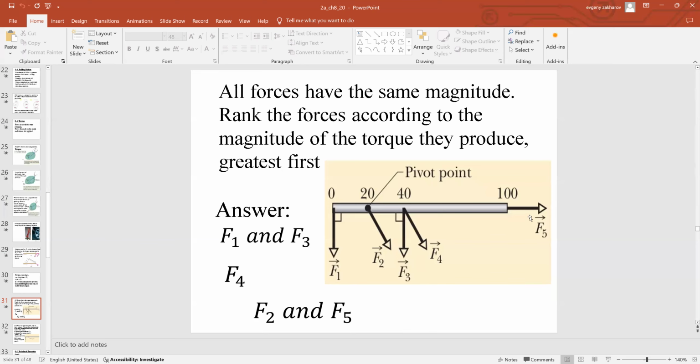And how about F sub 5? That's the line of action. And you can see the line of action crosses the axis of rotation. It crosses the pivot point. So what's the moment arm? The moment arm is 0. The smallest distance between line of action and axis of rotation is 0. So torque from F sub 5 is 0. So F sub 2 is 0, F sub 5 is 0. F sub 1 and F sub 3 are the same, but opposite in sign. And F sub 4 is less than F sub 3, and it's a negative sign.